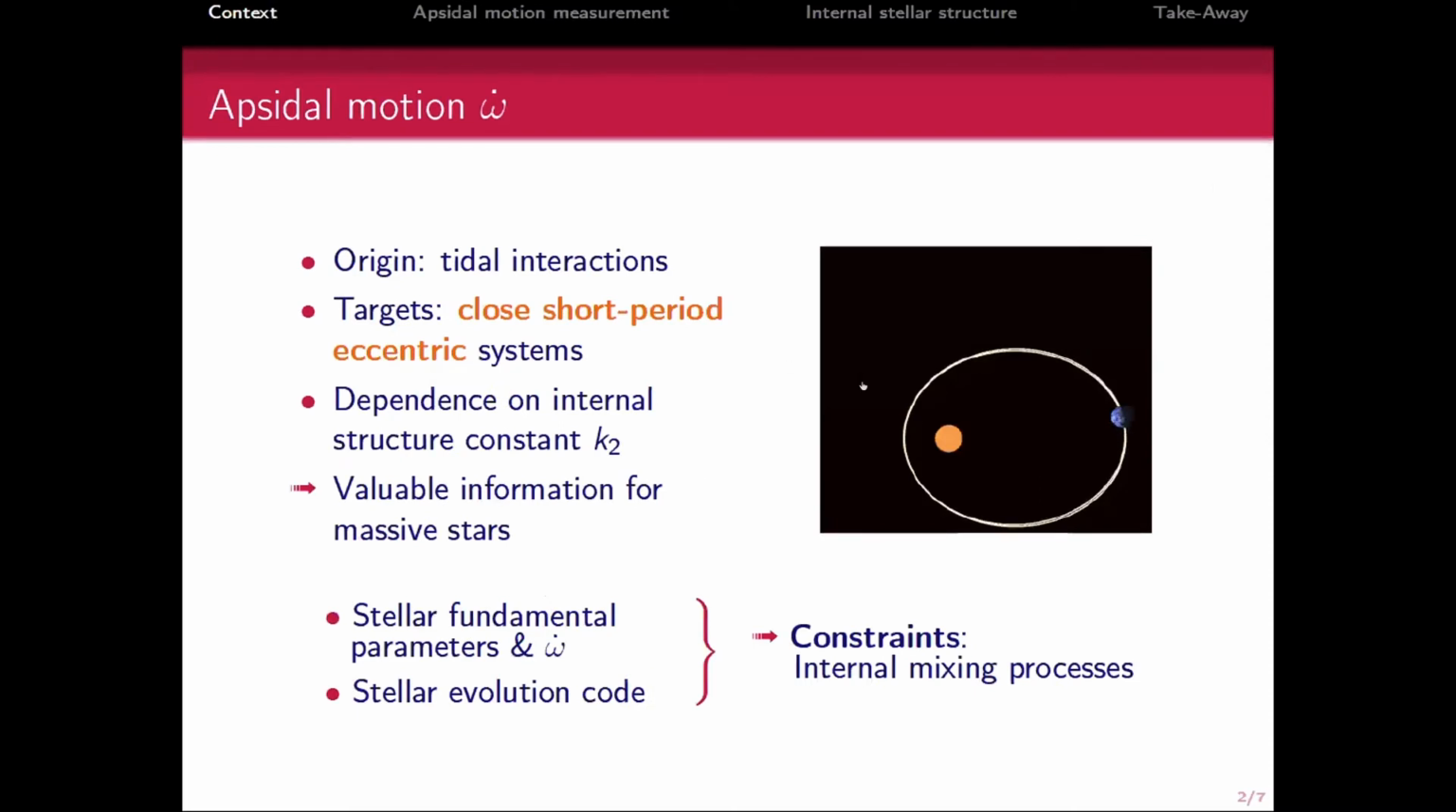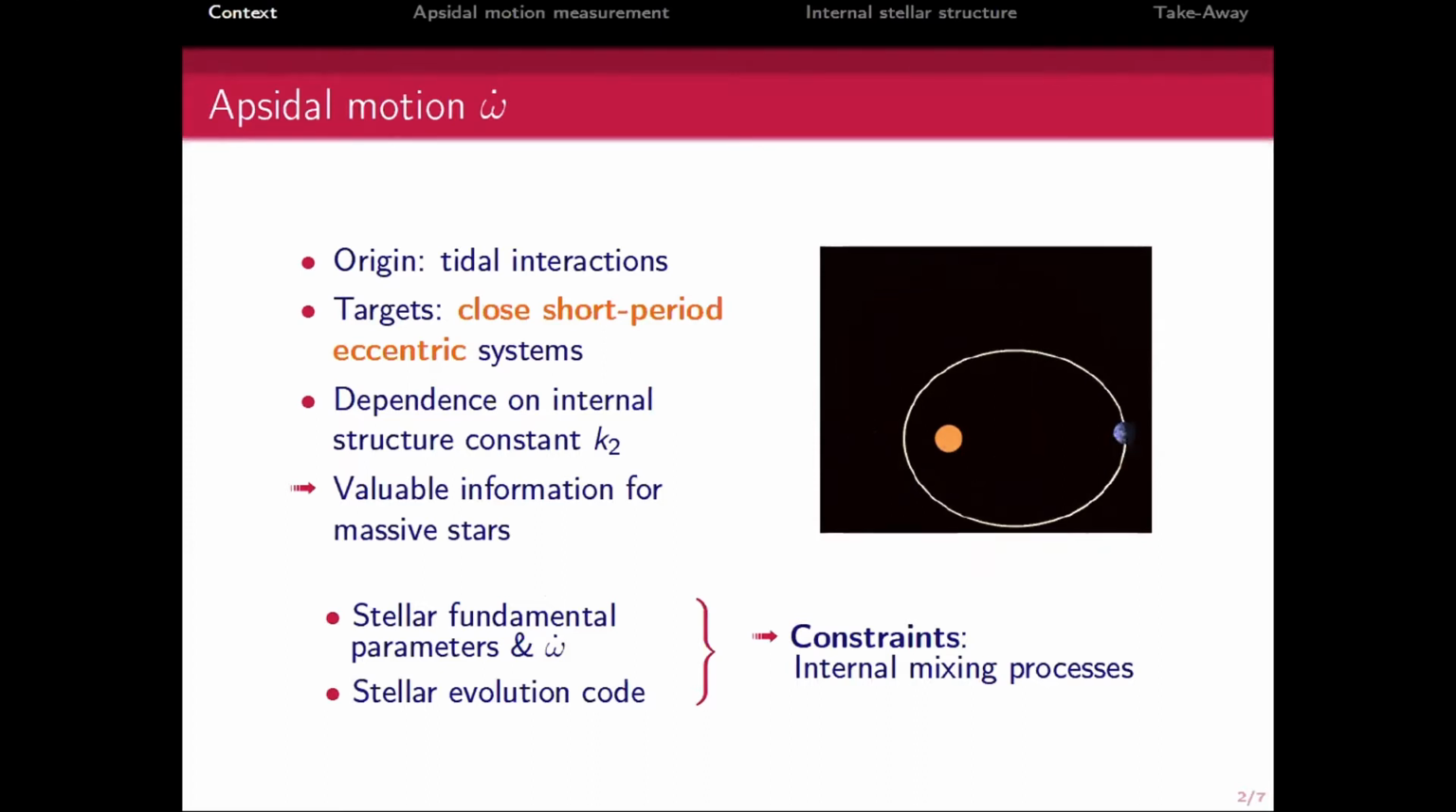Well, the apsidal motion, as you can see in this animated view of a system, is the slow precession of the line of apsides with time, which is basically defined as the time derivative of the longitude of periastron omega. It takes its origin from the tidal interactions occurring between the two components of a system, which in turn induce that the stellar gravitational fields are no longer spherically symmetric.